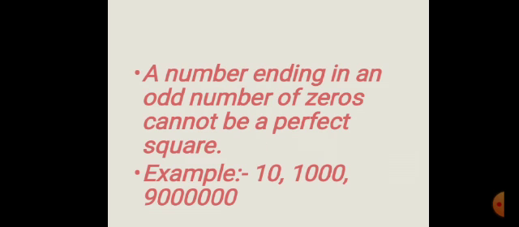A number ending in an odd number of zeros cannot be a perfect square. Like in 10, there is 1 time 0. 1 is an odd number, so that's why it is not a perfect square. But in 100, 0 occurs 2 times and 2 is an even number, so that's why it is a perfect square. But in the case of 200, 0 occurs 2 times and 2 is also an even number, but that's why we said it is not necessary.